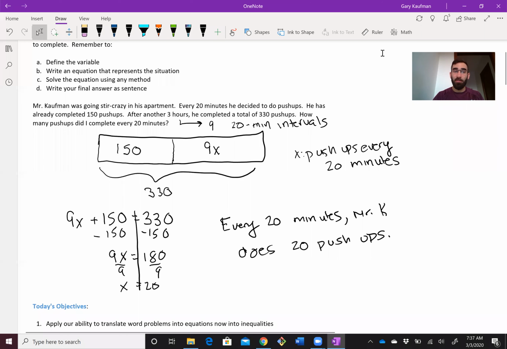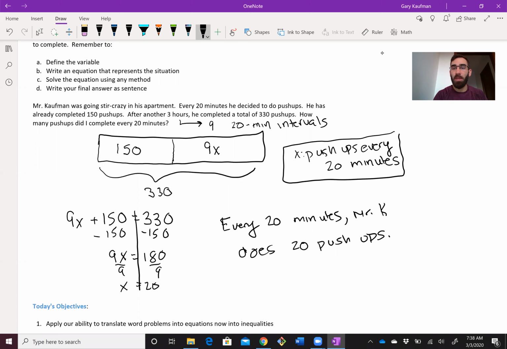So here's the answer to the first question. Notice that I used a diagram to help me write my equation. Now, x was defined as every 20 minutes, but we were given 3 hours. Well, that's 9 20-minute periods, because 20 minutes, 40 minutes, 60 minutes, that's 1 hour. So if I have 3 hours, that's 9. So that's how I was able to get 9x for my equation. Hopefully you didn't forget to write your sentence as well.